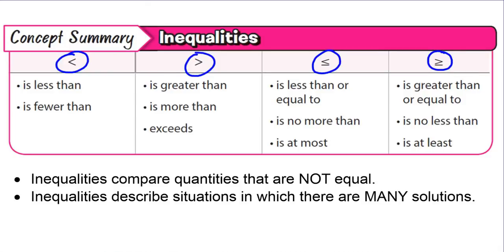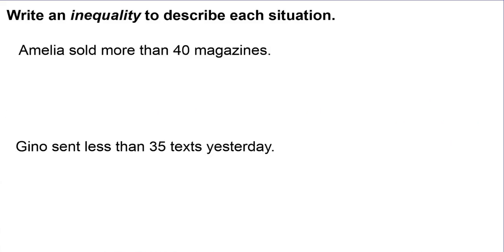They could be equal or they couldn't be equal, but they're not exactly equal like we use the equal sign for. And inequalities describe situations in which there are many solutions. That's something that's key as well. Equations give us one possible solution. Inequalities give us a lot of possible solutions, and we have to make that distinction. So let's practice writing an inequality to describe these situations.